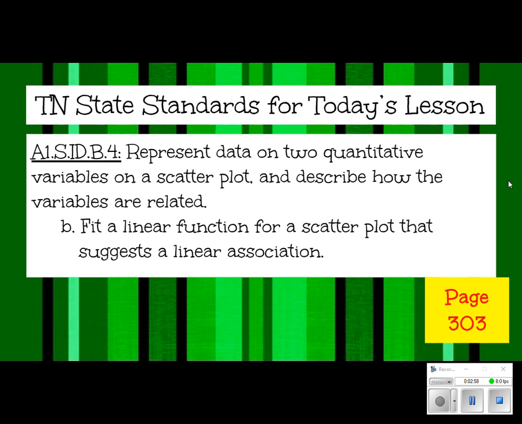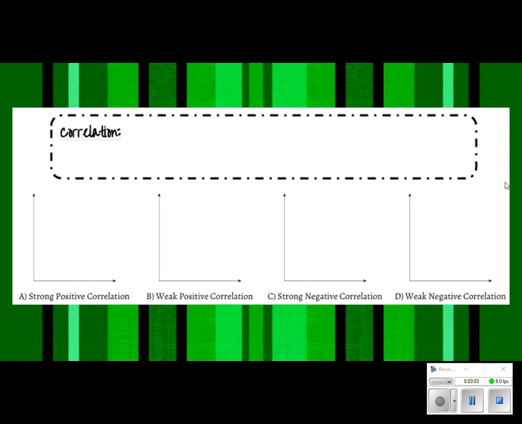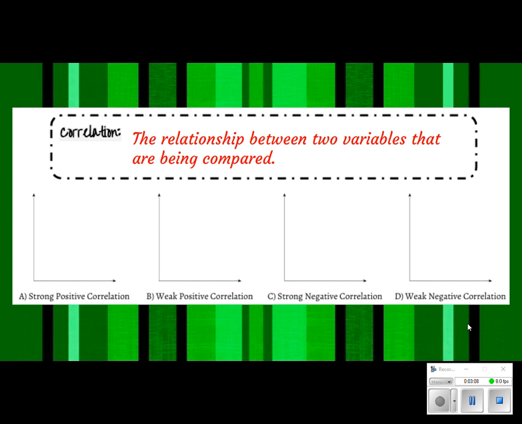So we are on page 303 of the notes, and on page 303 you should see a box that's labeled correlation. A correlation is the relationship between two variables that are being compared, and we have different types of correlation. I have these quadrants drawn for us here, and we're going to look at examples of strong positive correlation, weak positive correlation, strong negative correlation, weak negative correlation, and then no correlation.